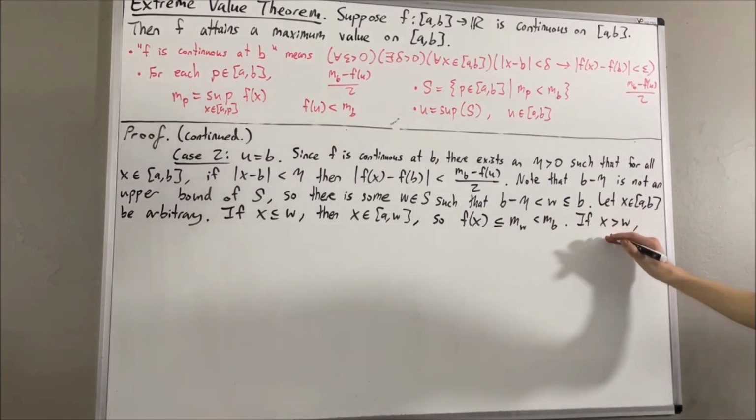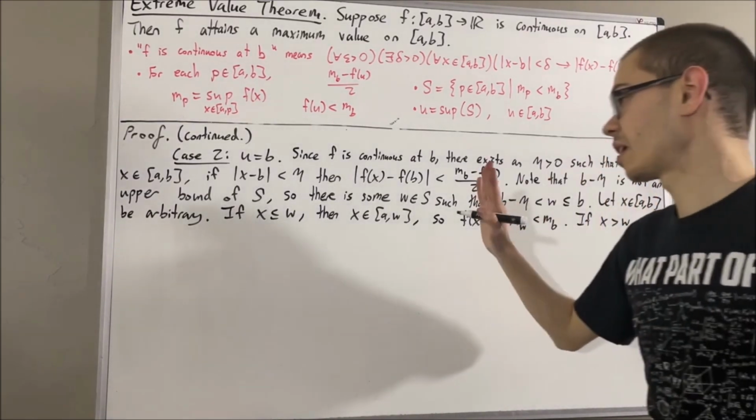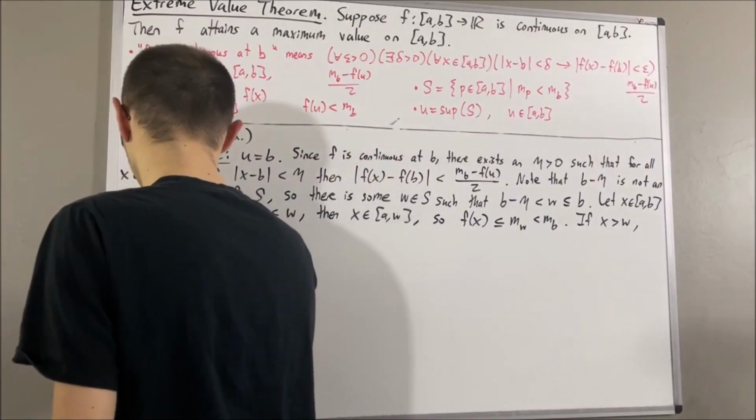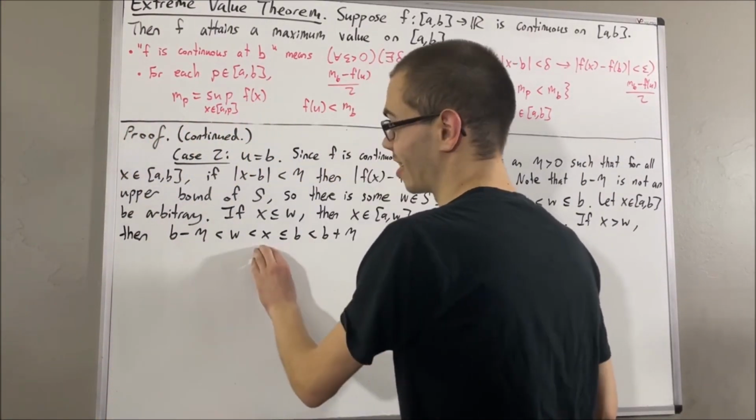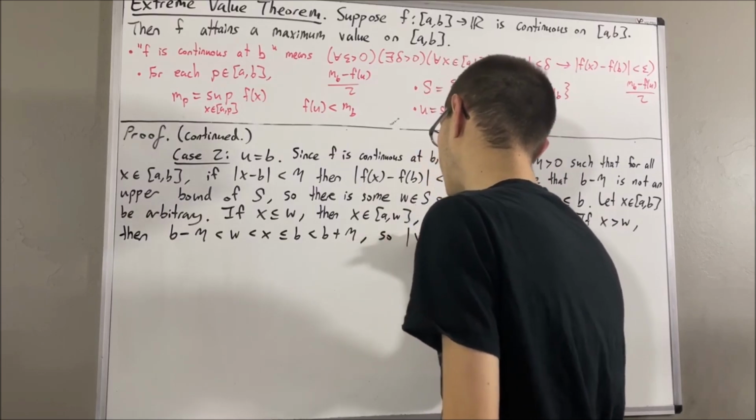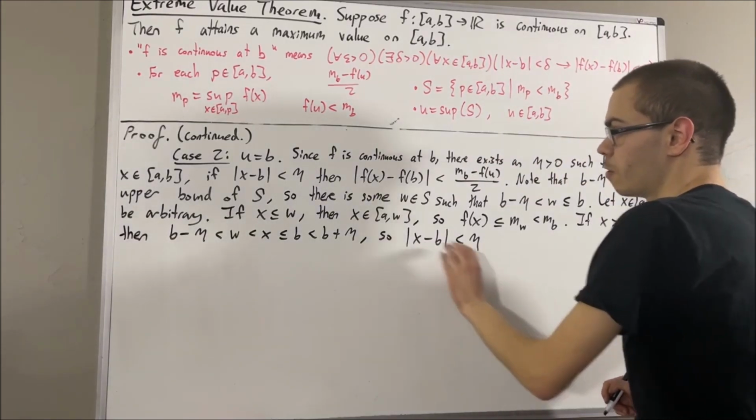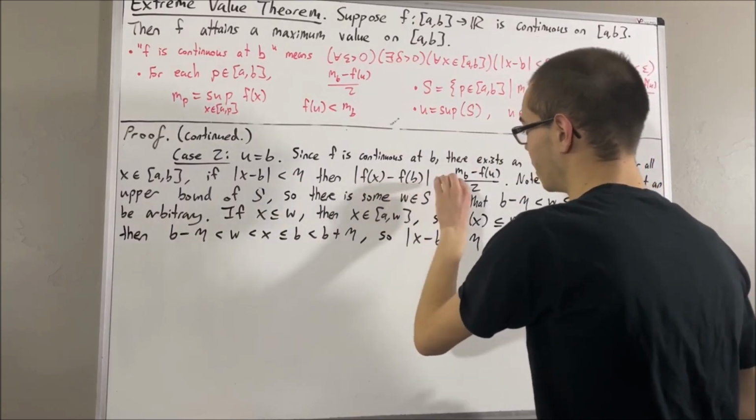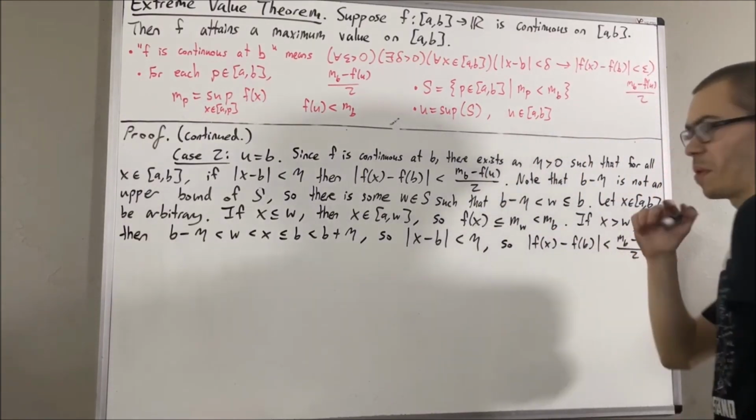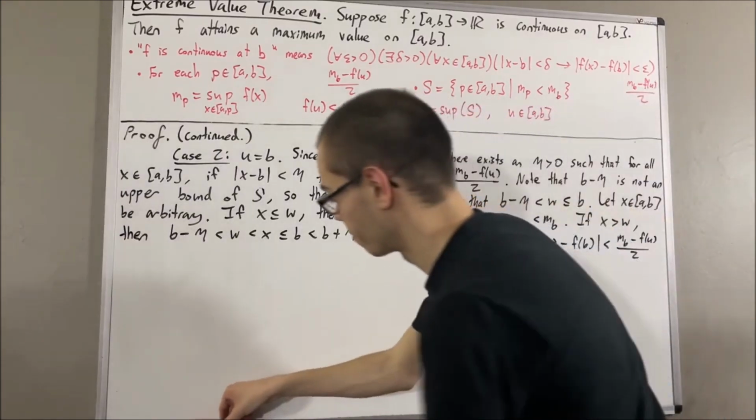If x is greater than w, well then we have b minus eta is less than w is less than x, which is less than or equal to b, which is less than b plus eta. So this tells us x lies between b minus eta and b plus eta. And from properties of absolute values, that tells us the absolute value of x minus b is less than eta. And because of that, that implies the absolute value of f of x minus f of b is less than (m_b minus f of u) over 2. But remember, this is going to imply that f of x is less than the average of m_b and f of u, from the same argument that we gave last time, right?